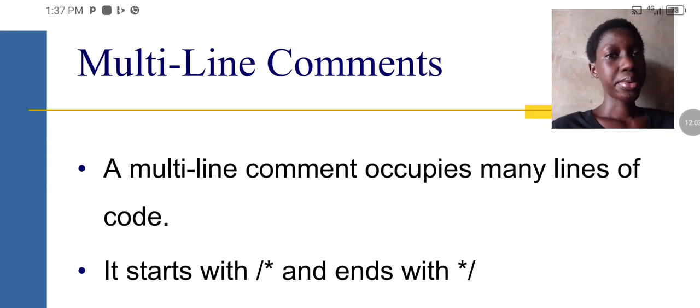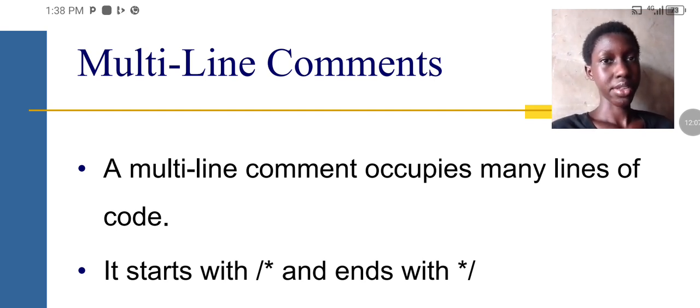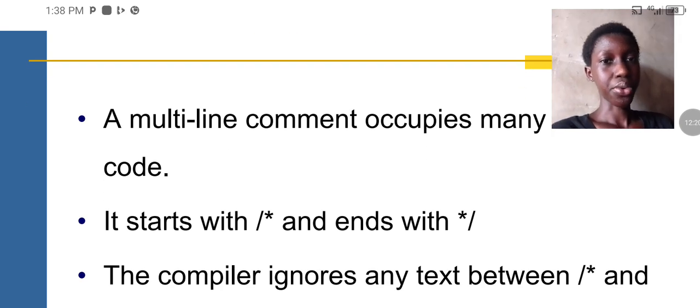So for the multi-line comment, it occupies many lines of code, as it doesn't take just one line. It can take from maybe line one to wherever you want it to end. So it occupies many lines of code, and we use the forward slash and an asterisk, then to end it we use the asterisk and the forward slash again, showing the multi-line commenting being done in your program.